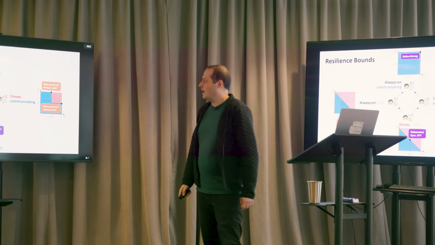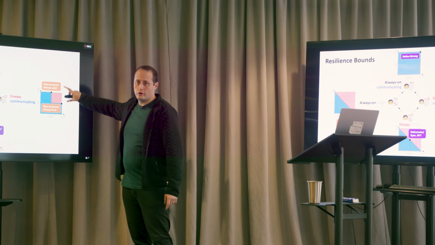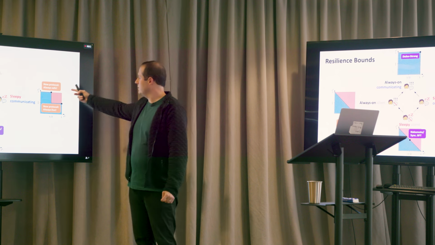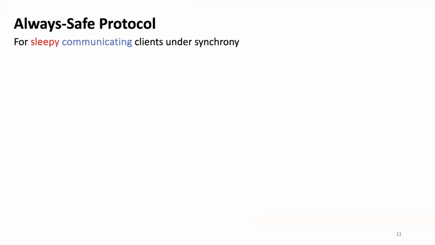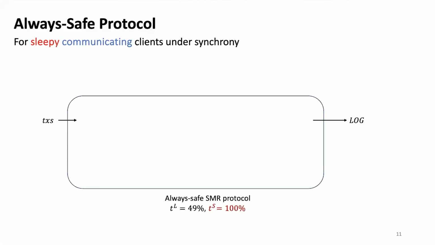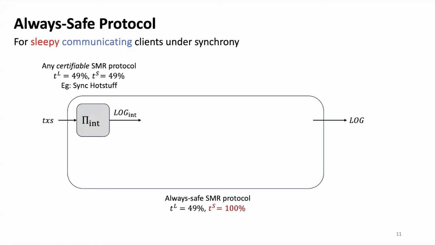Okay, good. So I want to zoom now into these two protocols here, because as far as we know, these are new. So we'll want to talk about an always safe protocol for sleepy and communicating clients under synchrony. How do we get that? Our goal is to build a protocol. Remember, a protocol is this kind of ordering box: there are transactions coming in, there are logs coming out. And we want this protocol to be safe up to 99% adversary, and we want it to be live up to 49% adversary.